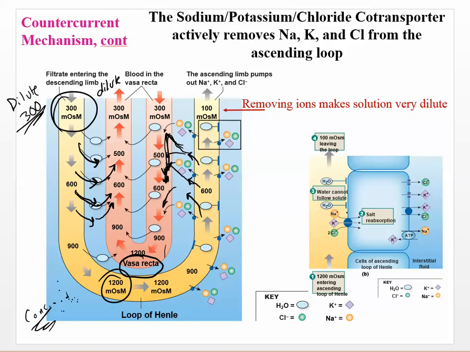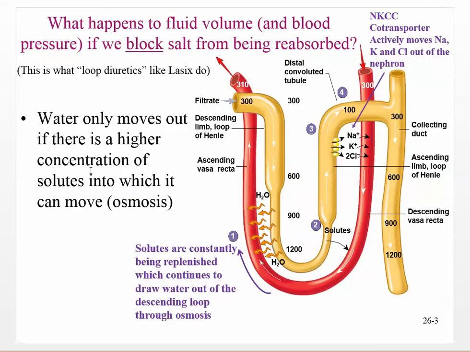And so what's doing that? We can see this other slide over here. We can see that there's something called a sodium-potassium-chloride cotransporter, and that is actively transporting those salts out of the nephron, but only here on the ascending limb. So this is another way of looking at it.